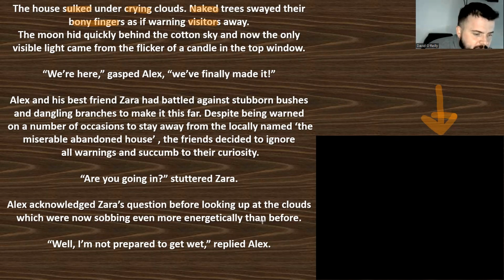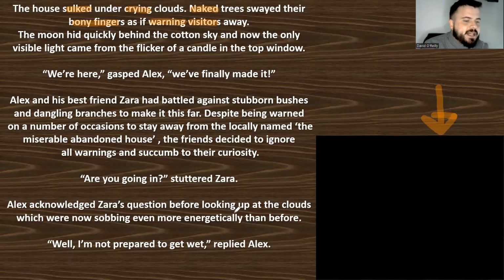Bony fingers, warning visitors away. I've highlighted the wrong word. I should have highlighted warning. Oops. All right, there we go. Warning visitors away. So the tree has bony fingers, but of course it doesn't have fingers. What we're talking about is the branches and the twigs. They look like fingers. They're warning visitors away. And it adds to the atmosphere of the story. Of course, a tree isn't doing that, but it is intimidating. It is dark. It is horrible looking. And it kind of looks like the way it's moving is telling visitors to stay away from this house.